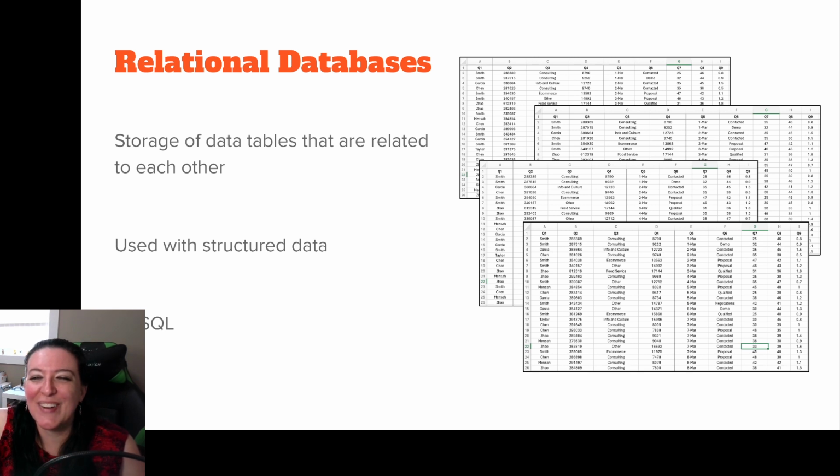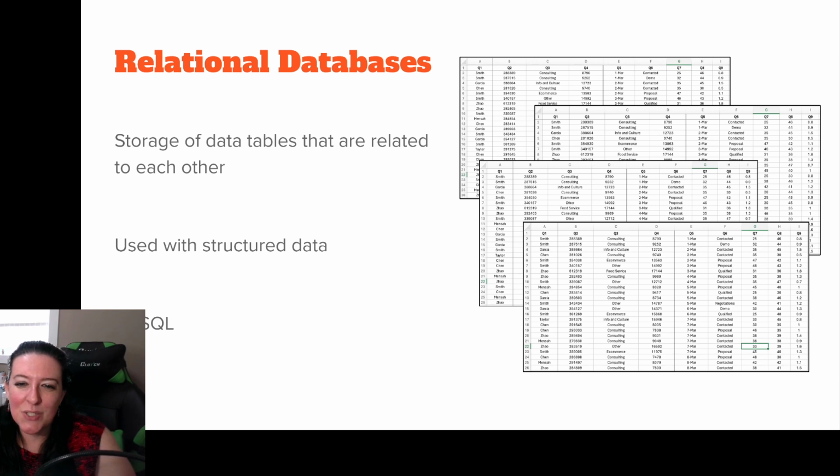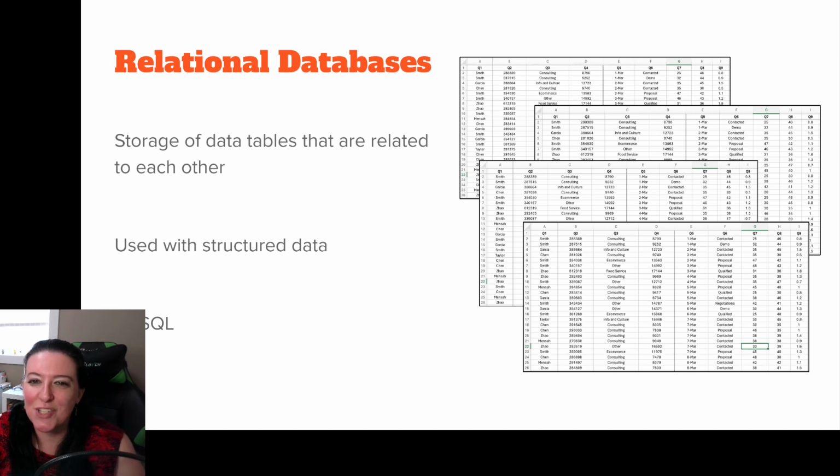All right, so we're looking at relational databases, and our relational databases are essentially multiple Excel spreadsheets, but we can't store all the information on one particular Excel spreadsheet. Instead, we have multiple different Excel spreadsheets we need to tie together. That is, these tables have a relationship. So we use this when we have structured data.